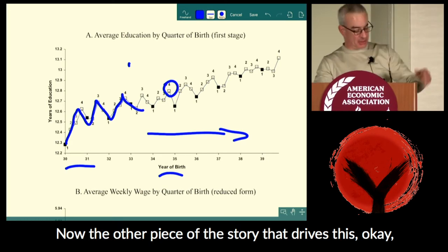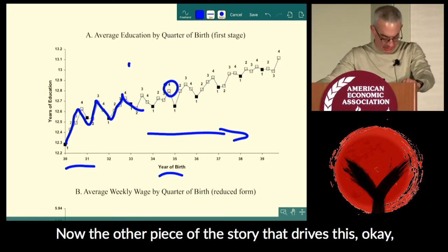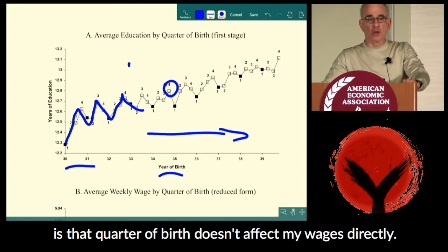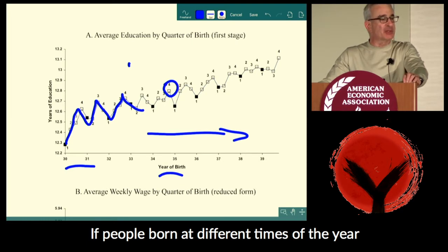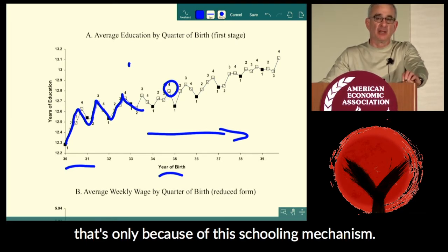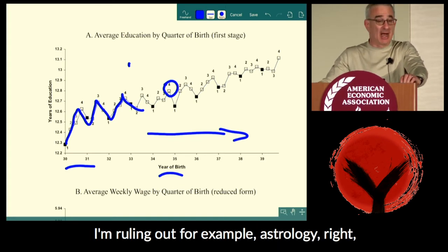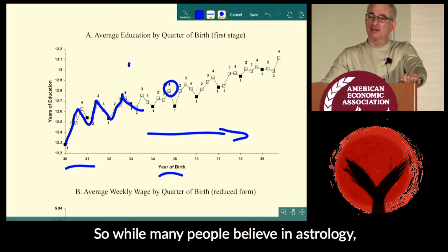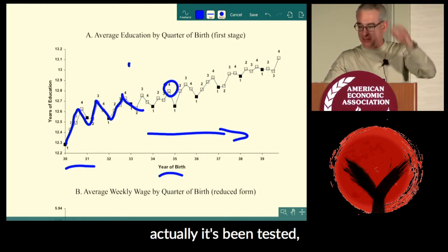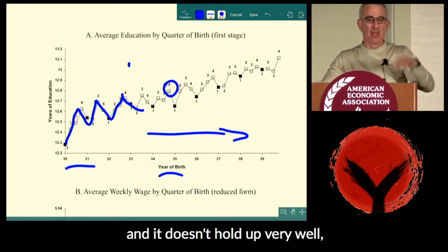Now, the other piece of the story that drives this, okay, is that quarter of birth doesn't affect my wages directly. If people born at different times of the year have different earnings, that's only because of this schooling mechanism. I'm ruling out, for example, astrology, right, where you're born at different times of the year. Many people believe in astrology. Actually, it's been tested and it doesn't hold up very well.